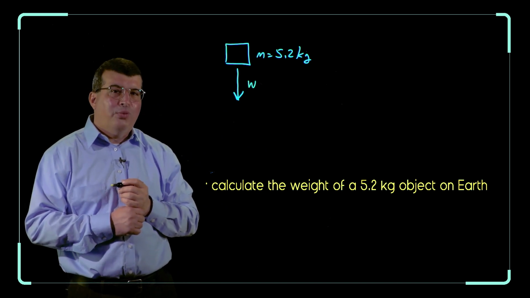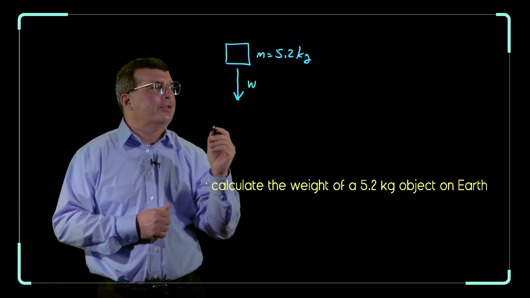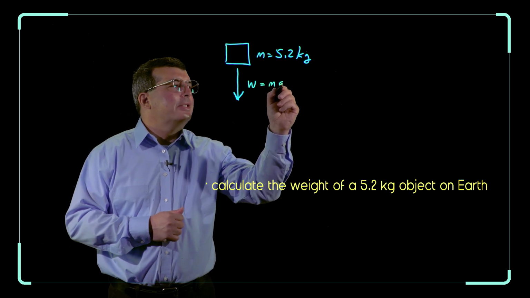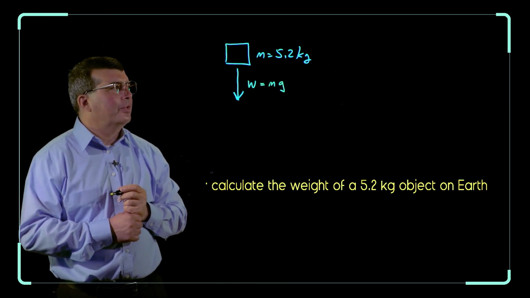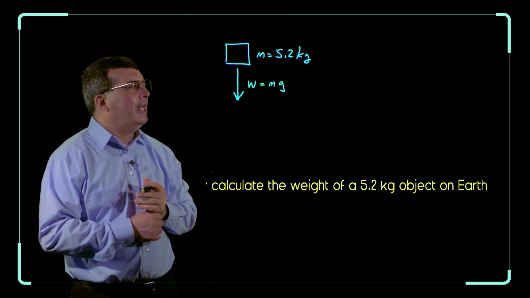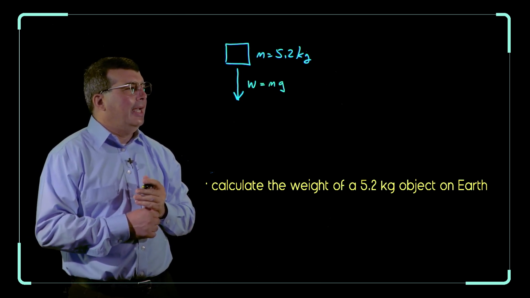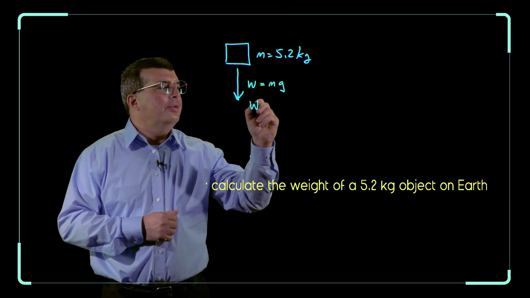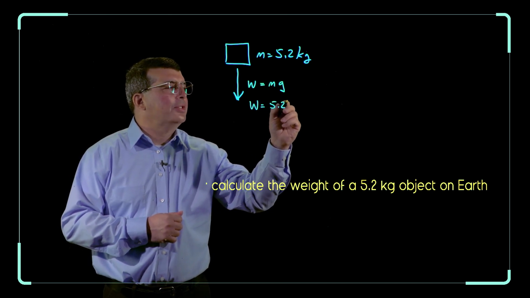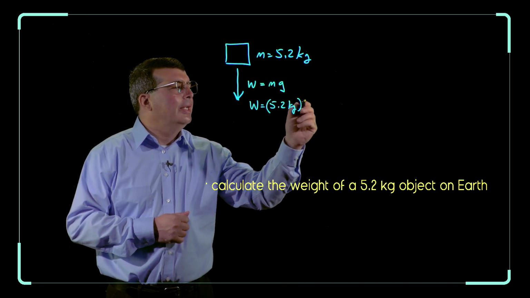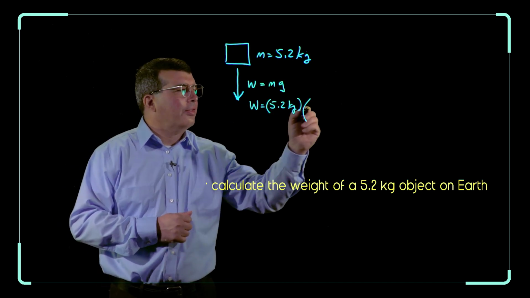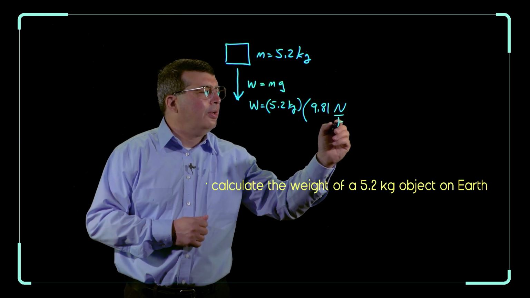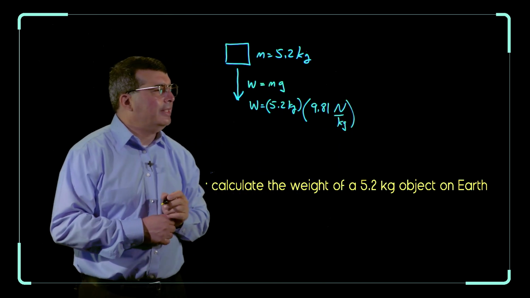So that is our weight force vector. Our weight force vector is down, and we know that we can calculate weight as mass times g. We know the mass is 5.2 kilograms. And we know g because I said that we're on the Earth. So weight is 5.2 kilograms times g for the Earth, which is 9.81 newtons of weight per kilogram of mass.